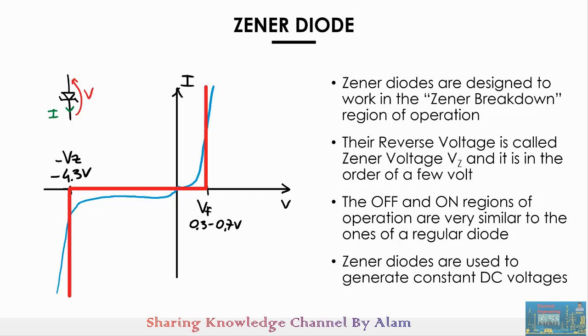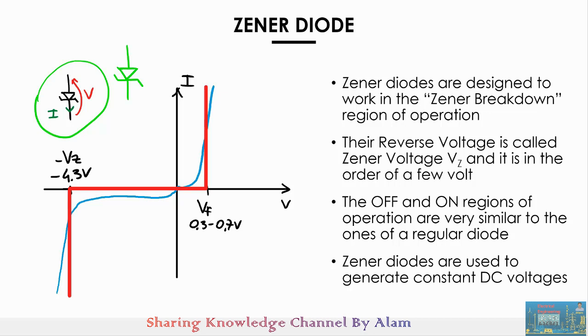A typical IV curve for a Zener diode. And I also show here the new schematic symbol for this component. It's very similar to the one of the standard diode. It just has 2 little legs at the cathode, like this.